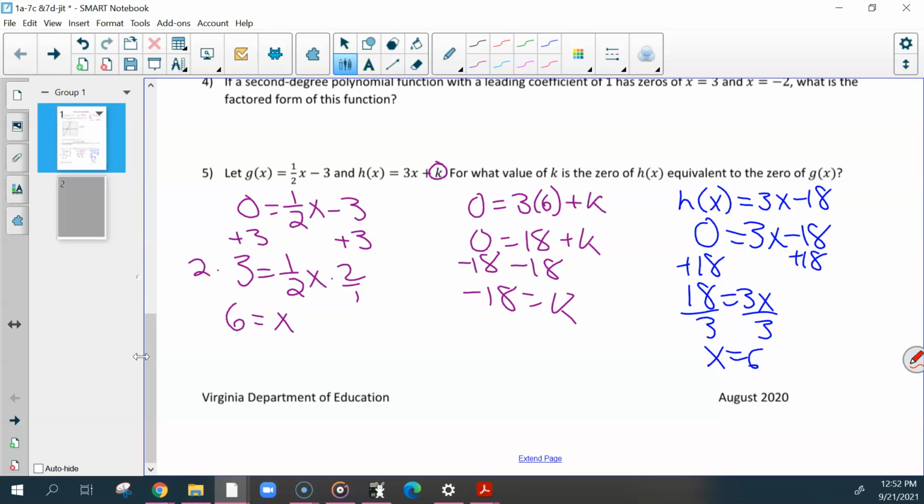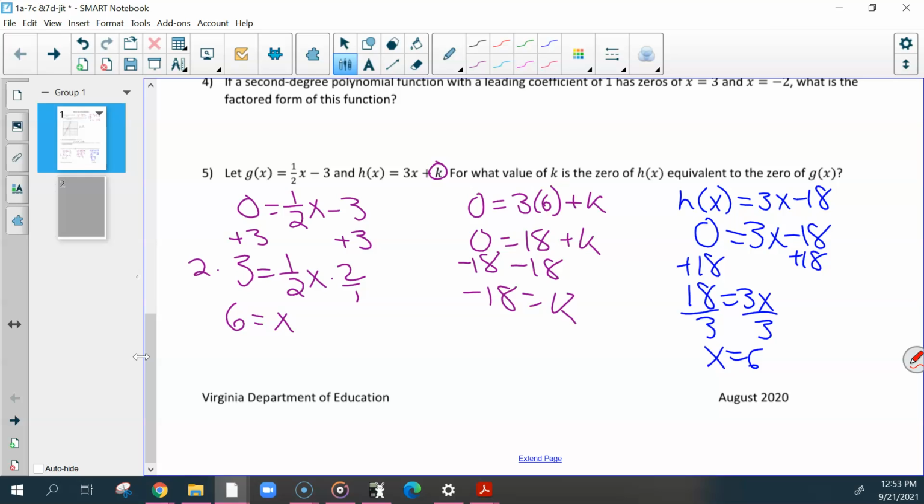So what it says is you're given 2 equations. You don't know what this value of k is. You're trying to find some value for this k, but once you know what that is, the x-intercept of both of these is the same. In order to find that, you would need to find the x-intercept of the first. So that's what this part is, finding that x-intercept. Adding 3, multiplying by the reciprocal, getting 6.